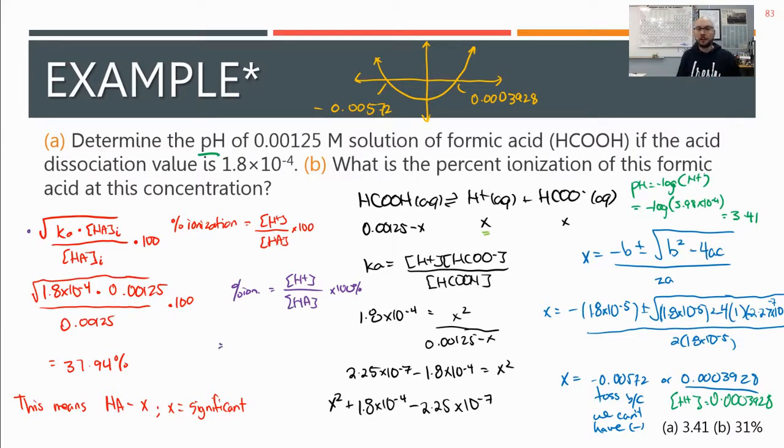So now that we have an actual value for our H plus, which is 0.0003928, oh, I missed a zero there, we take 0.0003928 over 0.00125 multiplied by 100, and we get 31%. Okay. So that's a difficult question. Obviously, you're not going to get that on anything in this class, but you can see how the same principles and the same steps apply to it.